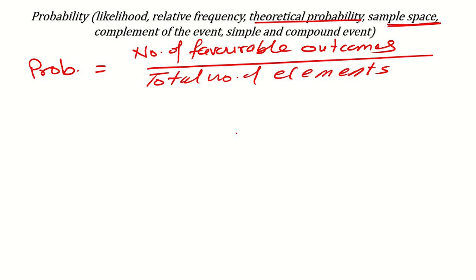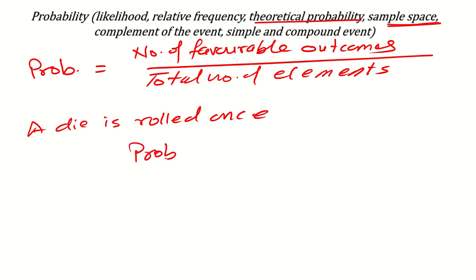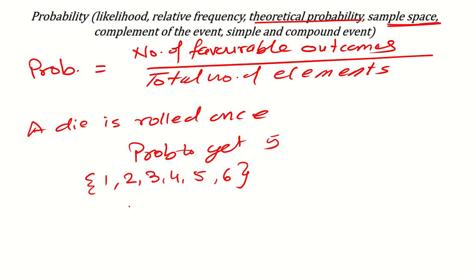Now, for example, if a die is rolled once, what will be the probability to get 5? If you throw a die, you can have one of the 6 surfaces: 1, 2, 3, 4, 5, 6. How many total do we have? 6. And how many are in favor? Only just one number. So 1 over 6 will be the theoretical probability.